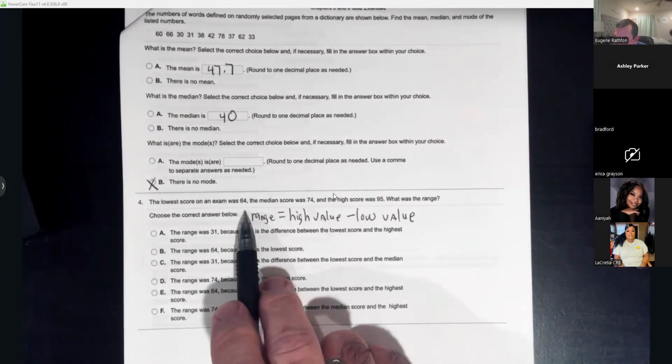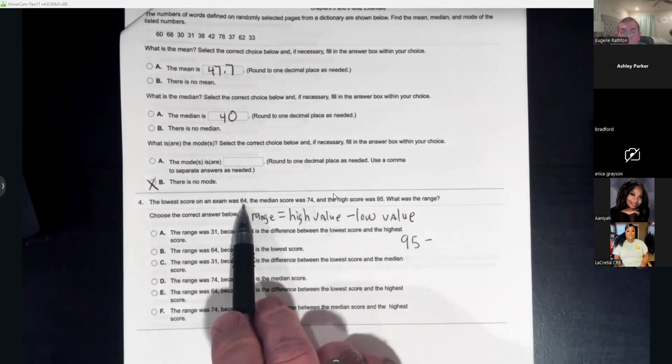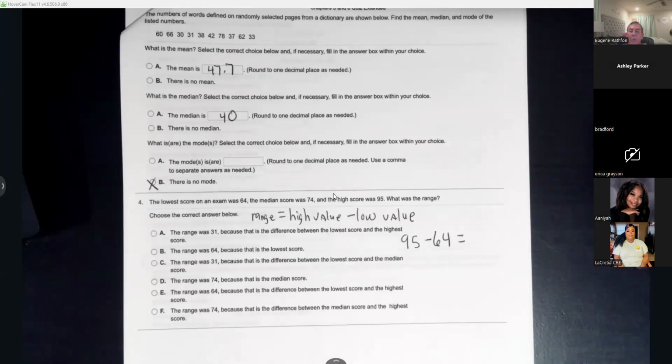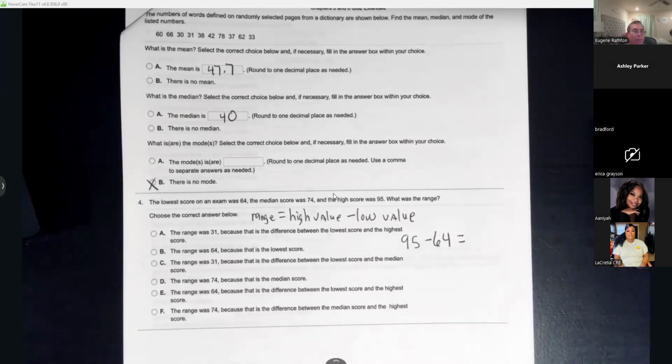So they told me the high value was 95. So we take 95. We're going to subtract our low value, which was 64. So we'll subtract that. That'll give us our range. So let's see, 95 minus 64. One of y'all got a calculator? Punch that in to see what you get. So do me a 95 minus 64.